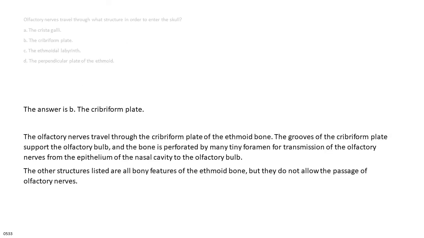The answer is B. The cribriform plate. The olfactory nerves travel through the cribriform plate of the ethmoid bone. The grooves of the cribriform plate support the olfactory bulb, and the bone is perforated by many tiny foramen for transmission of the olfactory nerves from the epithelium of the nasal cavity to the olfactory bulb. The other structures listed are all bony features of the ethmoid bone, but they do not allow the passage of olfactory nerves.